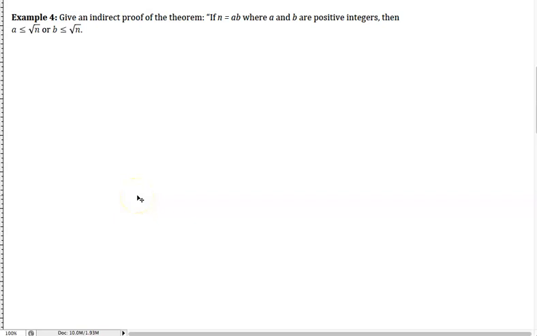All right, let's work another indirect proof. The theorem we're trying to prove is: if n equals ab, where a and b are positive integers, (so this is my premise), then a is less than or equal to square root of n, or b is less than or equal to square root of n. The direct proof would be: if p then c, assuming the premises are true, you want to show the conclusion is true.